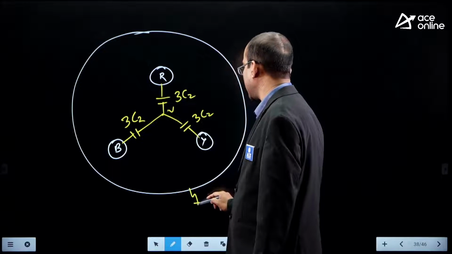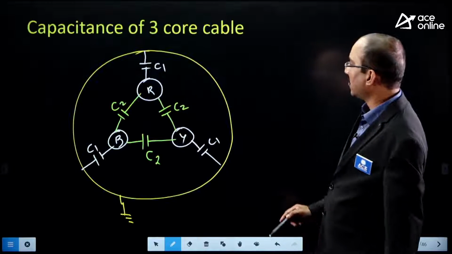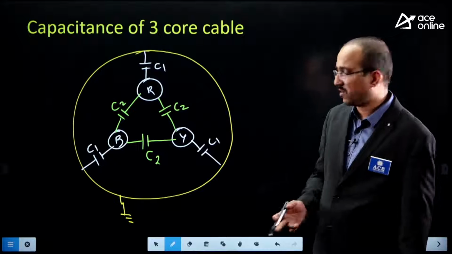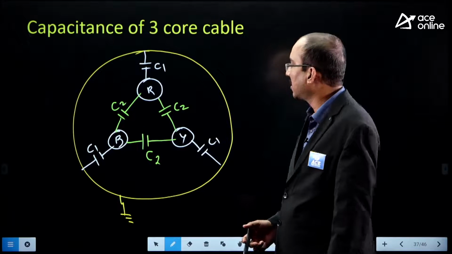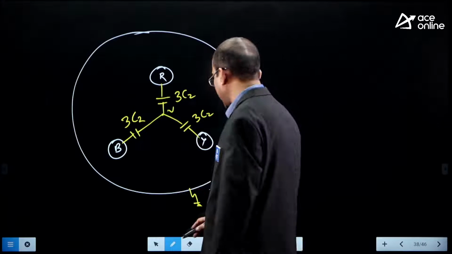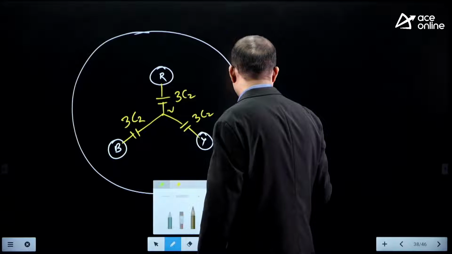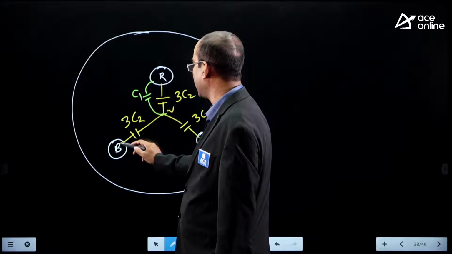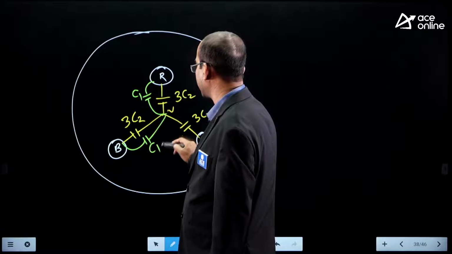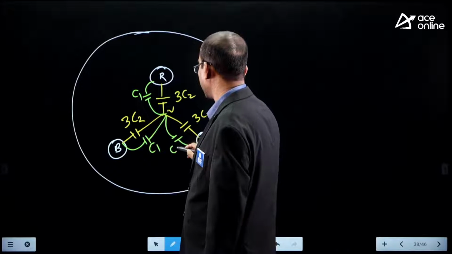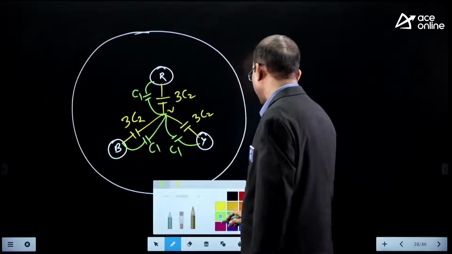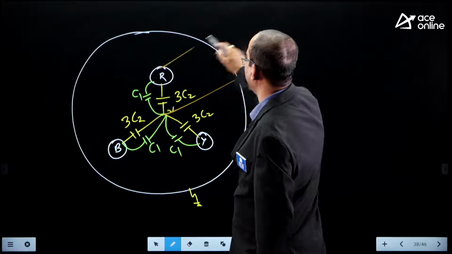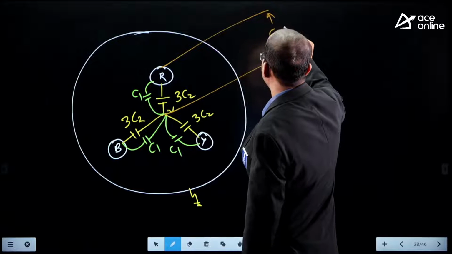This sheet is at what potential? Ground potential. Now this core to sheet capacitance, assuming that under balanced condition neutral potential and ground potential are the same, you can also represent this core to sheet capacitance between this conductor and neutral. This is C1, and here you have C1, here you have C1. Now between this neutral and core, we need to calculate capacitance per phase.